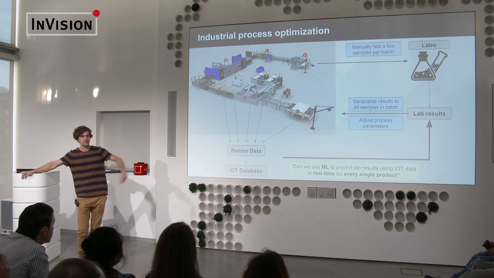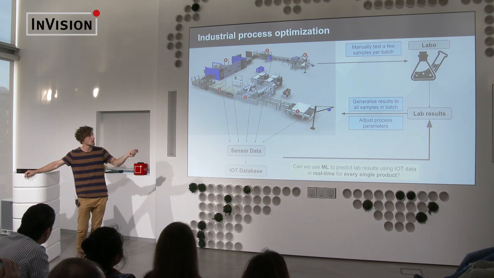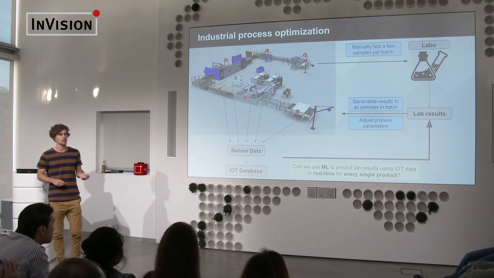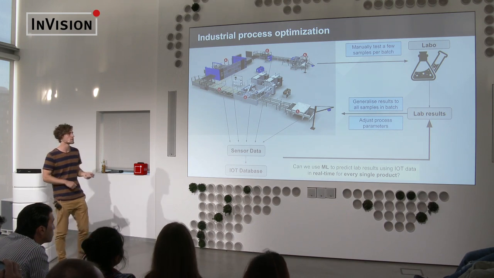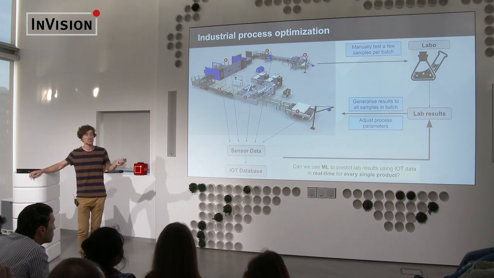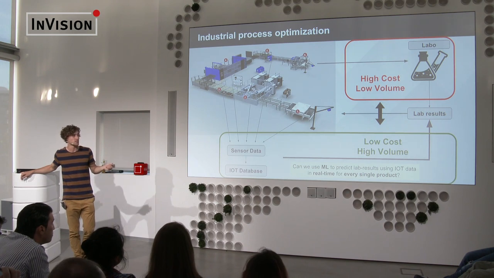And what they usually do is every single day, for example, they would take a few of those products from a batch, send it to a lab to do some chemical testing, and then maybe the next day or the next week, they get those lab results, and then they know if they can actually ship that batch to customers or if something went wrong and they have to redo the thing. So the problem is right here that this is very high cost and low volume, right? It costs a lot of money to do those tests.